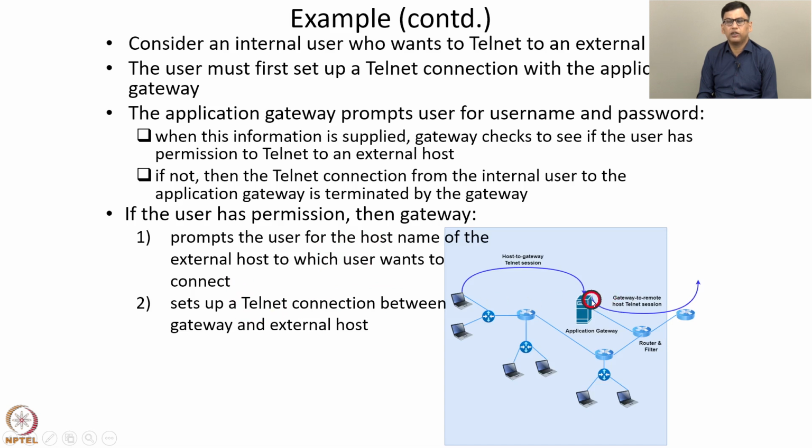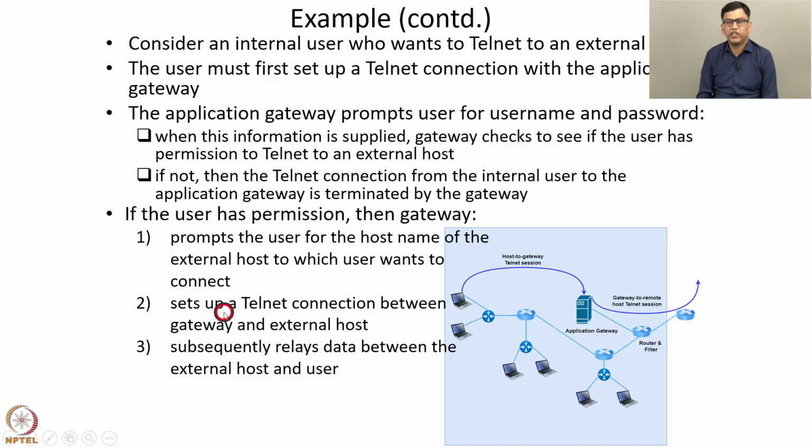So the gateway establishes a telnet connection from itself to an external host to which this host wanted to establish a telnet connection. This telnet connection is allowed by the packet filter because it is initiated by the application gateway.